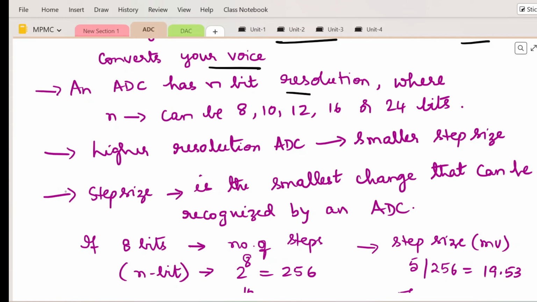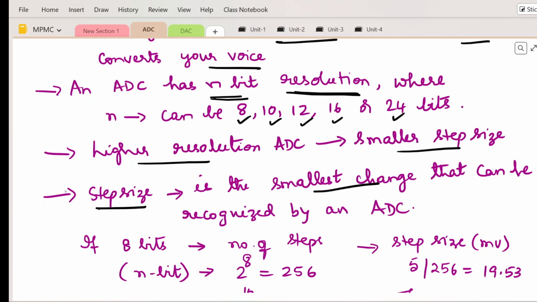The first one is resolution. Any ADC has a resolution, and that resolution is n-bit resolution. This n can be any number, 8, 10, 12, 16 or 24 bits. In order to get higher resolution, you have to use smaller step size. Then what is meant by step size? It is nothing but the smallest change that can be recognized by your ADC.